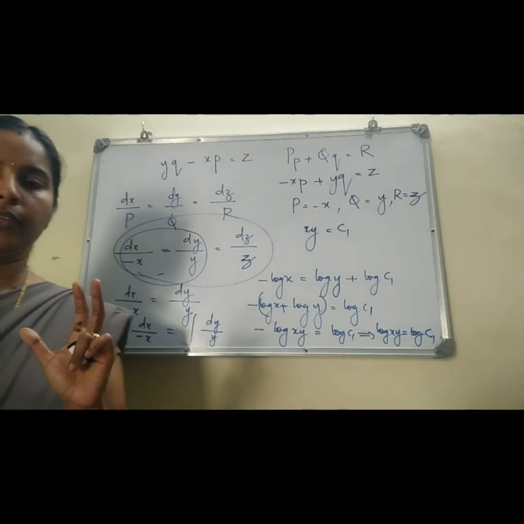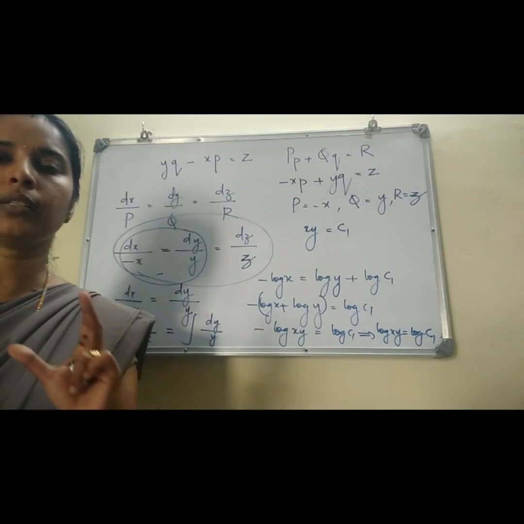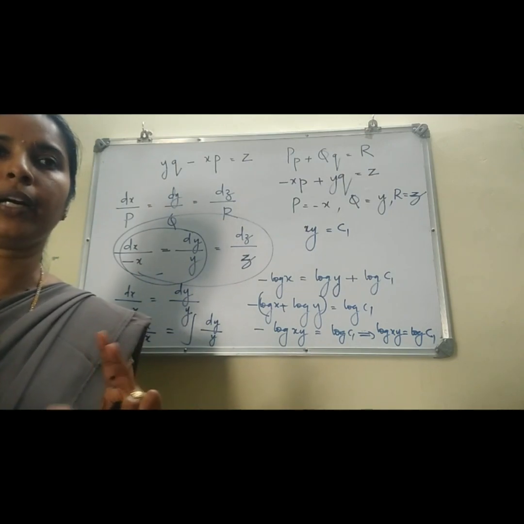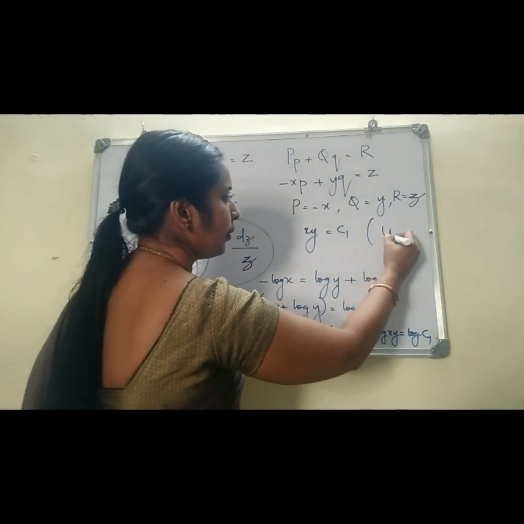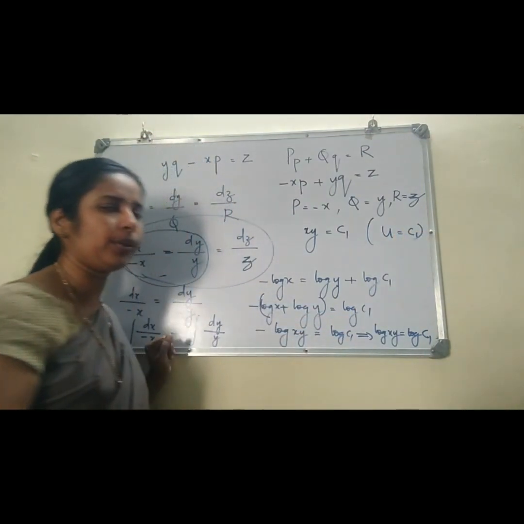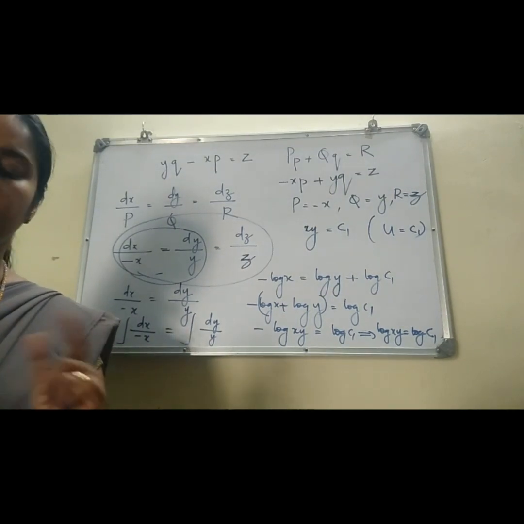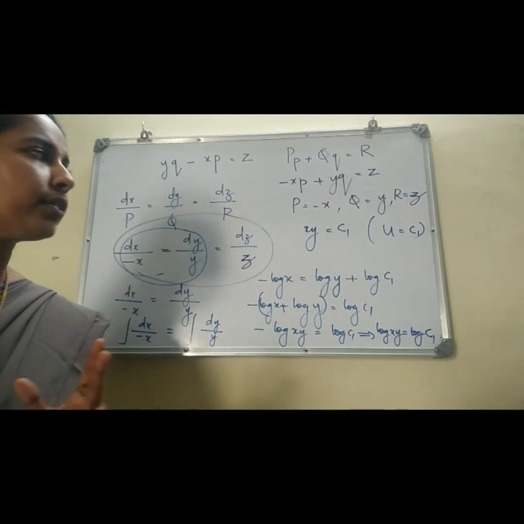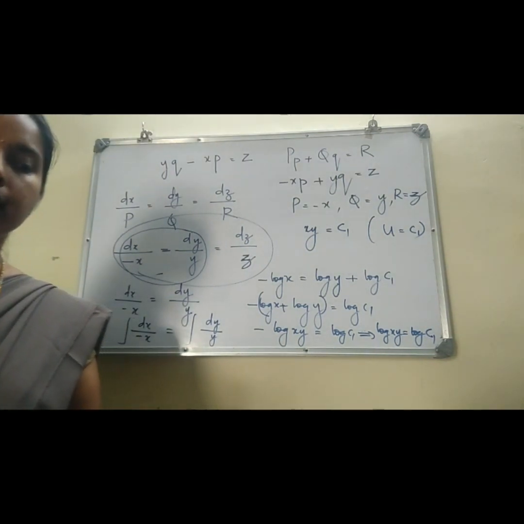See, we are trying to find two solutions of the auxiliary equation. We assume the solutions as u equal to c1 and v equal to c2. So this is in the form u equal to c1. We got one solution, u equal to c1, of the auxiliary equation. Next, you try to find one more solution of the auxiliary equation and let it be v equal to c2.